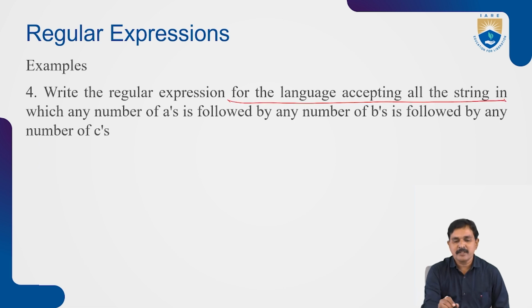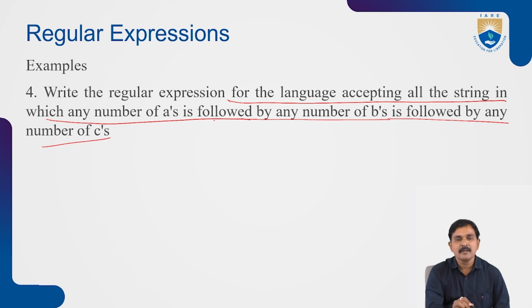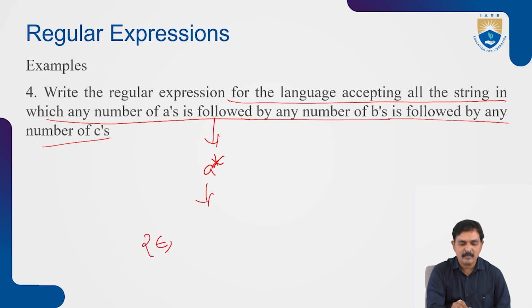Write the regular expression for the language accepting all strings in which any number of a's followed by any number of b's followed by any number of c's. First you take any number of a's. It's called a star. Means here we take no a, not generated, null symbol; single a generated, two a's generated. This is the meaning of any number of a's.